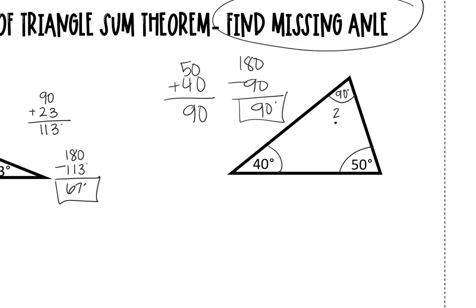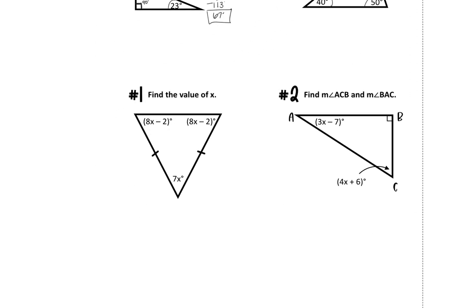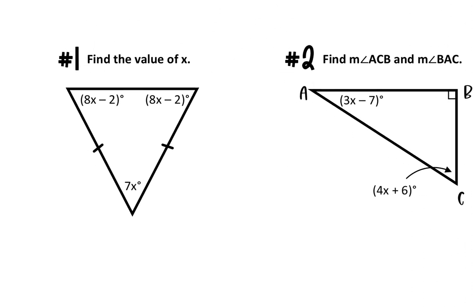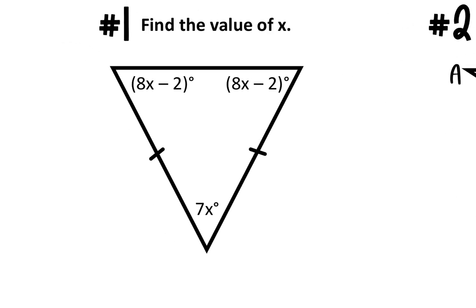All right, so that's the theory of the triangle sum, okay? How would it look if I had variables, if I had expressions representing angles? Well, let's look at that, okay? For number one, it says find the value of x. Okay, so that's what we're looking for first, finding the value of x.